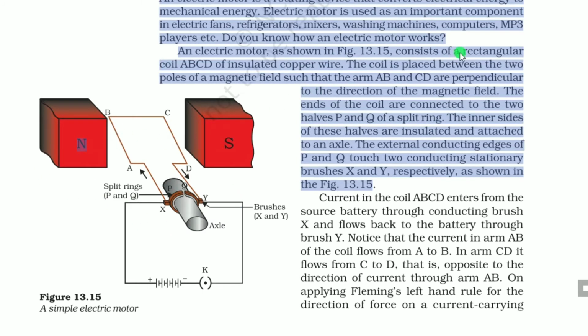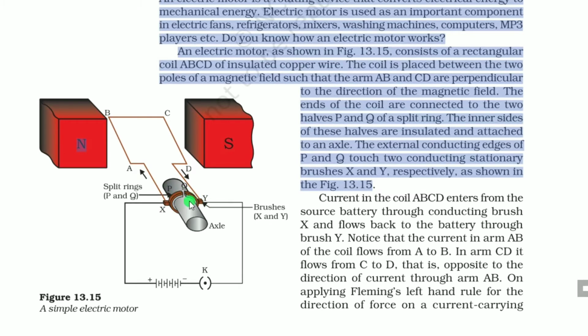13.15 consists of a rectangular coil ABCD of N turns of insulated copper wire. The coil is placed between the two poles of a magnetic field such that the arms AB and CD are perpendicular to the direction of the magnetic field. The ends of the coil are connected to the two halves P and Q of a split ring. The inner sides of these halves are insulated and attached to an axle. The external conducting edges of P and Q touch two conducting stationary brushes X and Y, respectively, as shown in the Fig. 13.15.